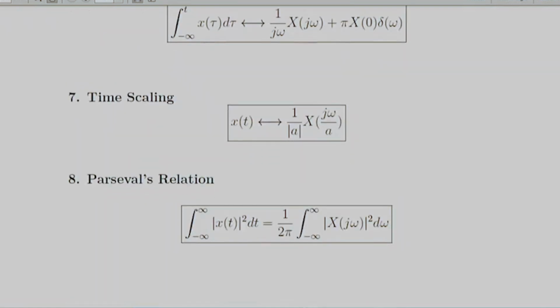And there's a time scaling property. What happens if you scale the signal by a? This should be x of at goes to this.